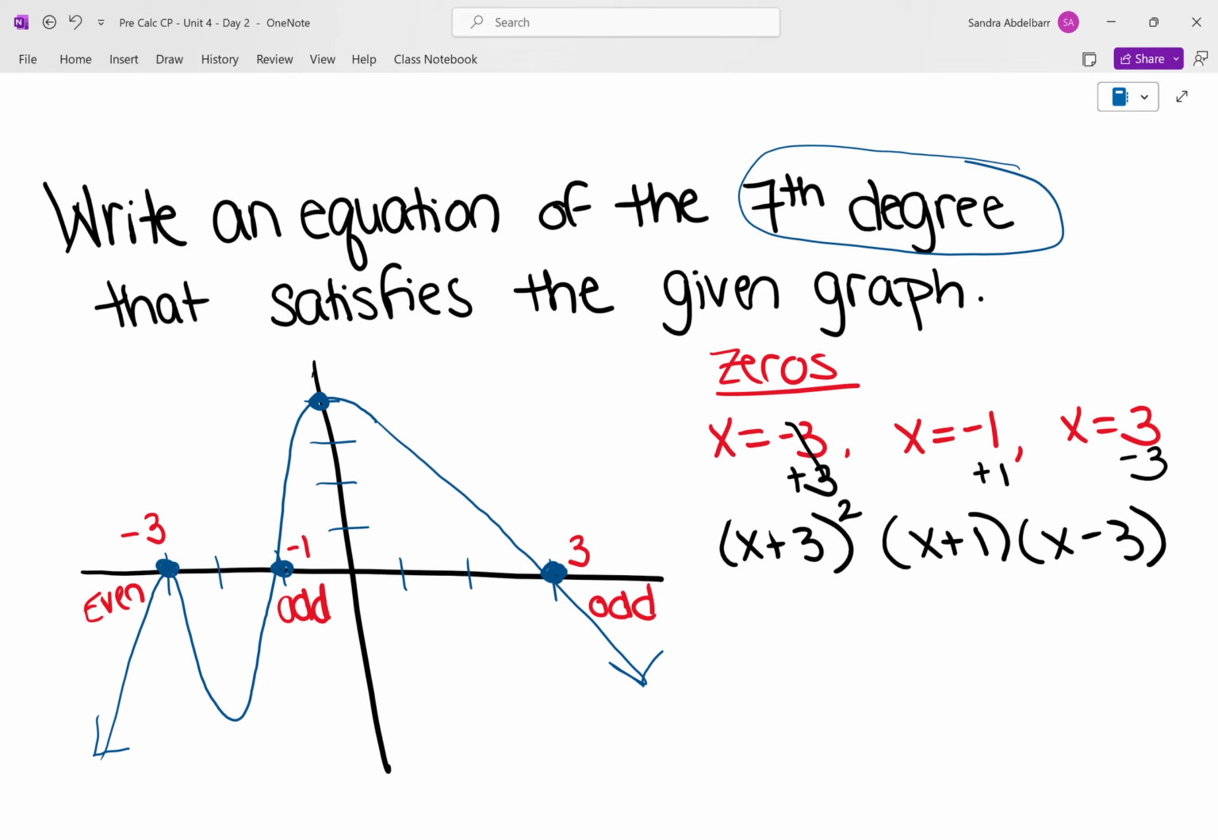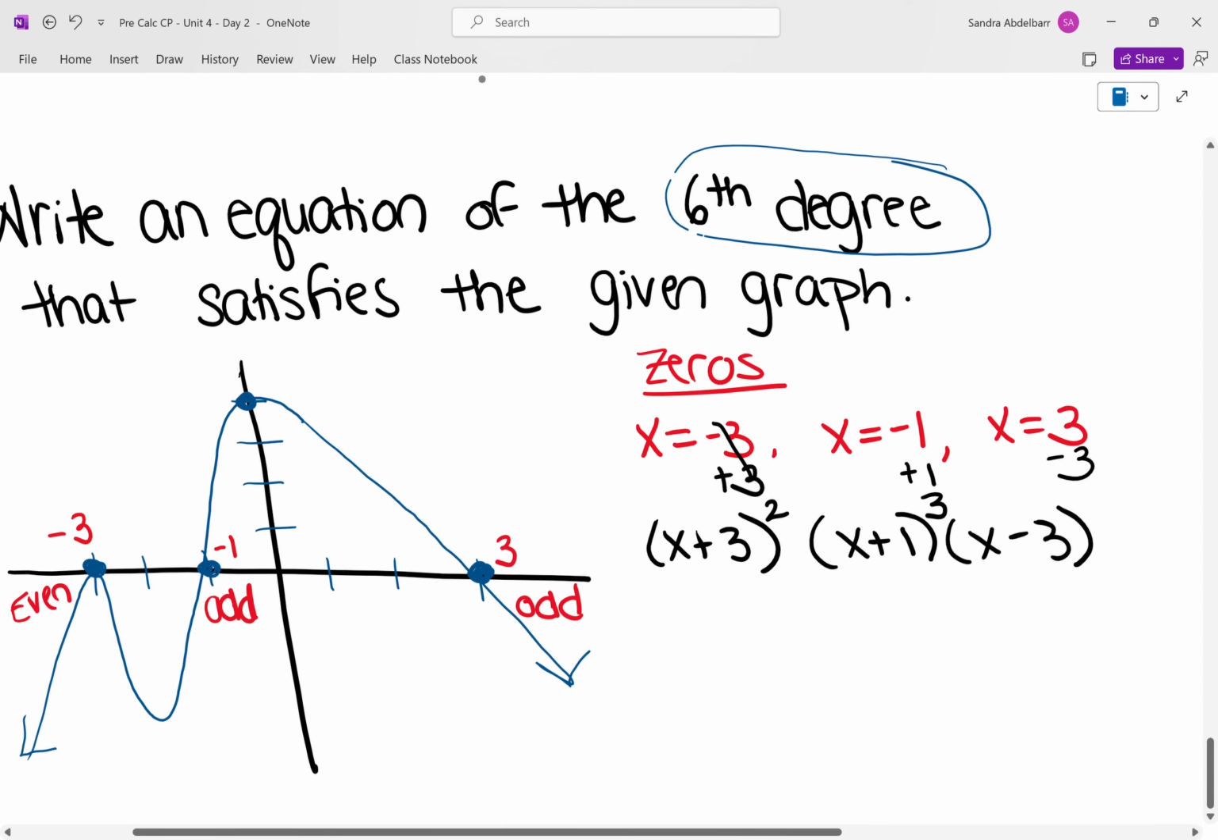No. So we have to change something. Any ideas on what we can change? Good. If I make one of these have a 3. Oh, wait. That doesn't add up to 7. I missed something. Okay, sorry. A 6th degree polynomial. Sorry. I didn't even do it on purpose. I'm so sorry. I didn't do it on purpose. No, I know, but you didn't even do it.